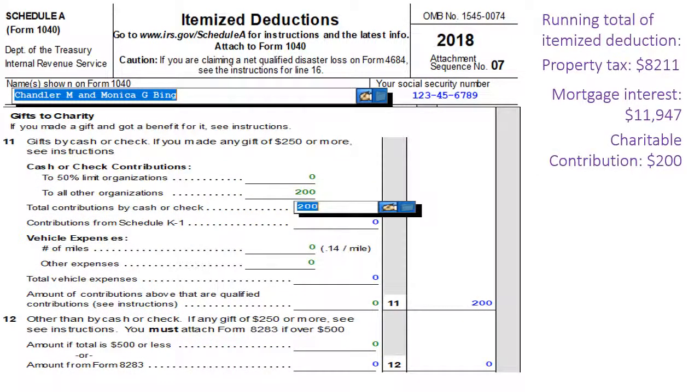They could also deduct the $200 charitable contribution to Born Free in memory of Marcel. However, the running total of each of these deductions is less than $24,000, so Monica and Chandler are better off taking the $24,000 deduction to which they are entitled as a married couple filing together.